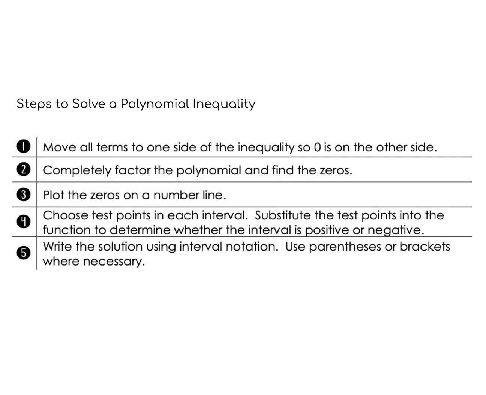So here are steps to solve a polynomial inequality. First, we're going to move all terms to one side of the polynomial, so 0 is on the other side. We're going to completely factor the polynomial and find zeros. We're going to plot the zeros on a number line, and then choose test points in each interval. Substitute the test points into the function to determine whether the interval is positive or negative, and then write the solution using interval notation in parentheses or brackets where necessary.